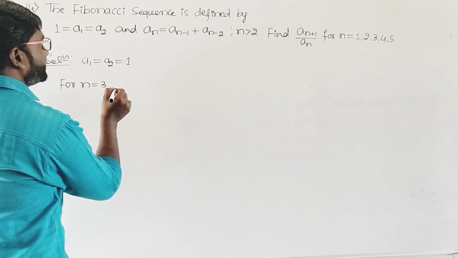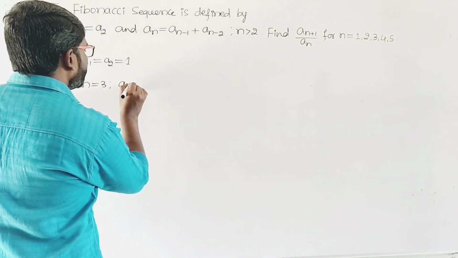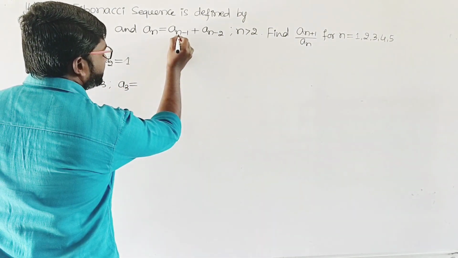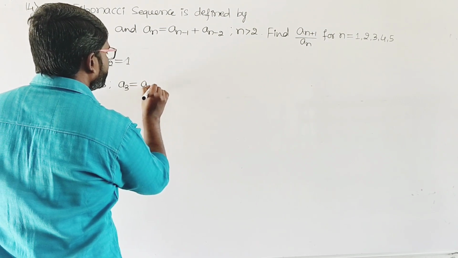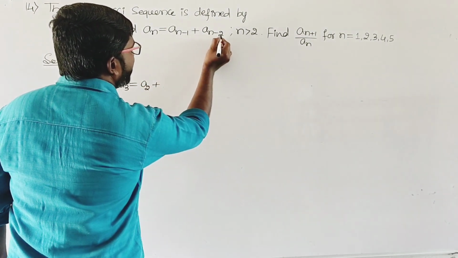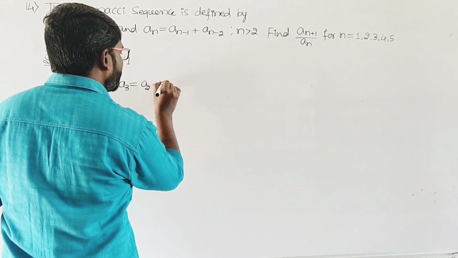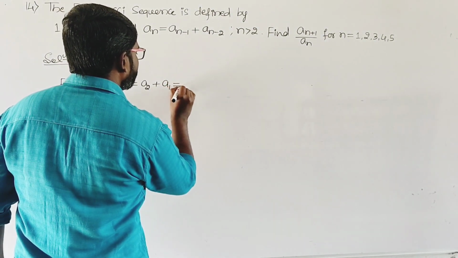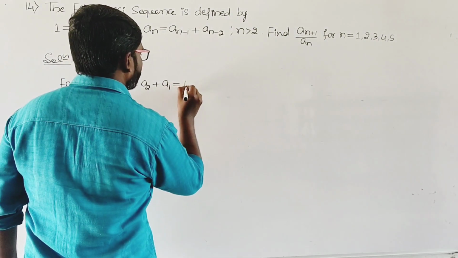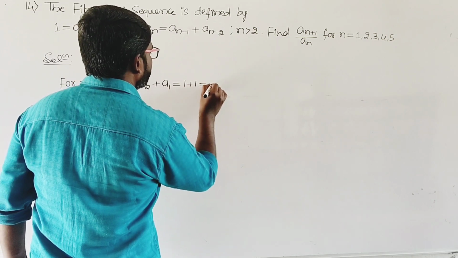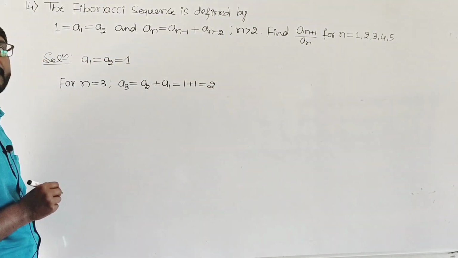So that is why I have taken 3. Then a3 is equal to a3 minus 1, it is 2, a2, plus again 3 minus 2, it is 1, a2 plus a1. What is that? a2 it is 1, plus 1, it will be 2. So the third term it is 2.